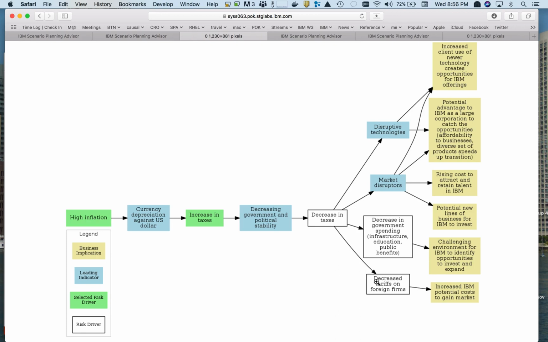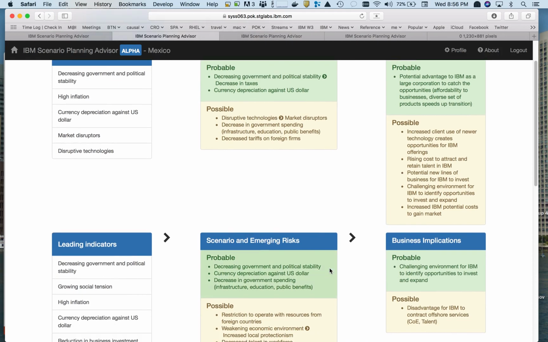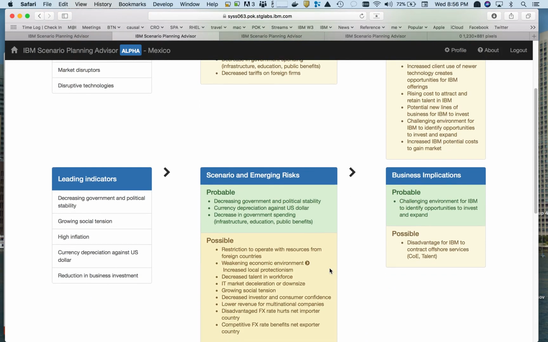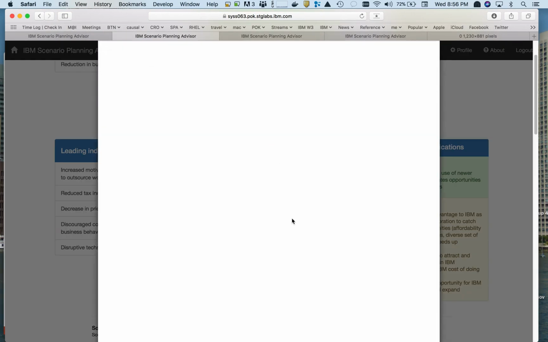Read the arcs from any node to a business implication as this node, were it to occur, could have this implication on our business. For example, market disruptors could lead to the business implication of a rising cost to attract and retain talent in the enterprise. Now let's go back and take a look at a much larger and more complex scenario graph.